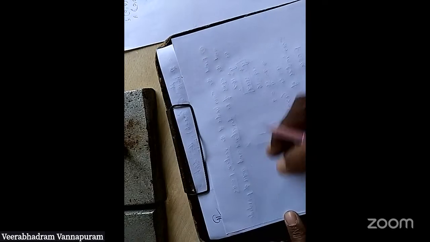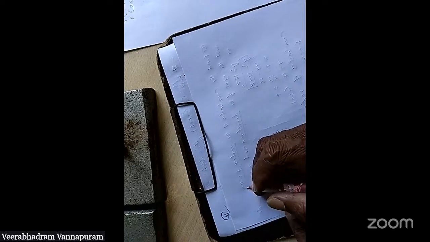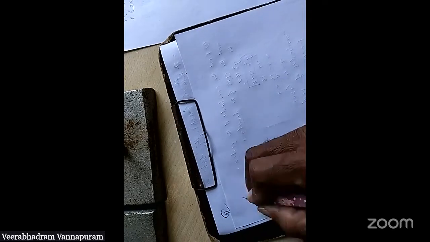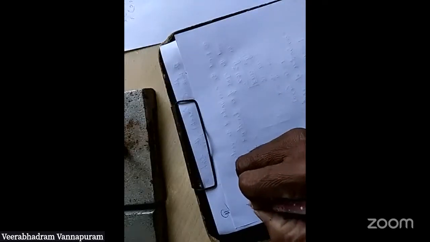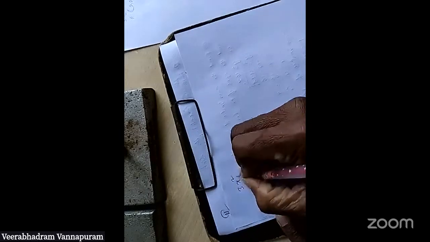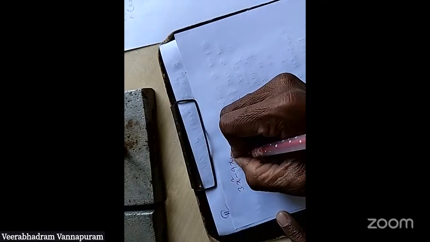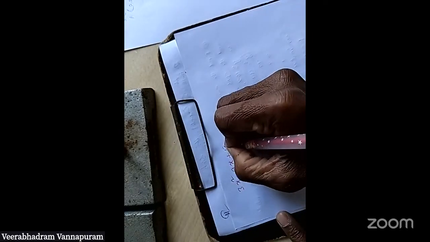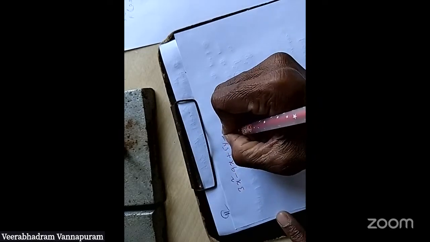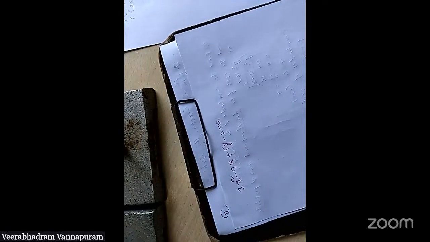Find the coordinates of the vertex and focus and the equations of the directrix and axis of the parabola 3x square minus 9x plus 5y minus 2 equal to 0. So this is the given equation of the parabola.